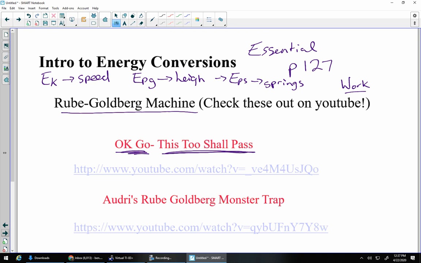And try and keep your eye on some of the energy conversions from kinetic to gravitational to spring, and also work to help us change those energies. So try that one out.